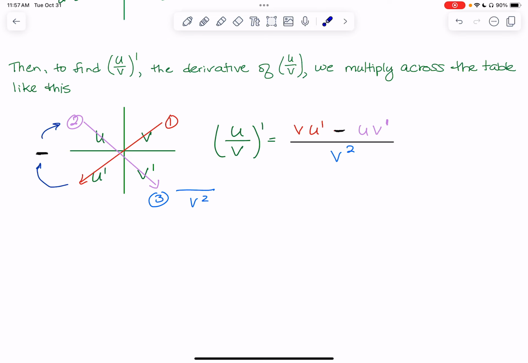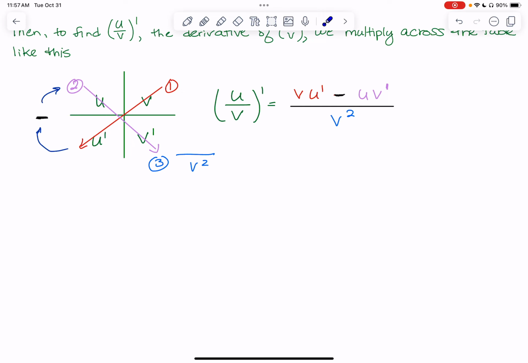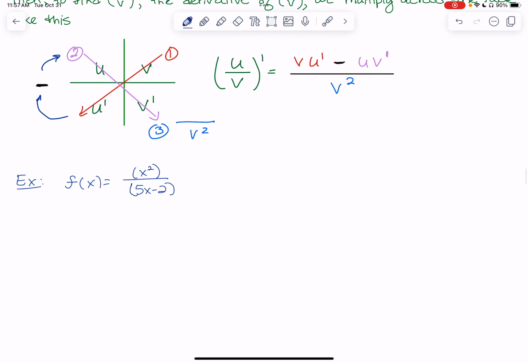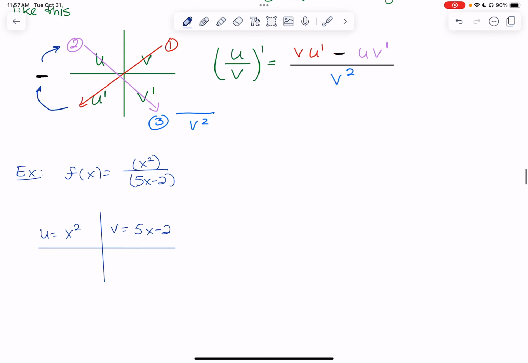Okay? So let's see how this works with our previous f of x function, and I'll do a couple of extra examples too. So remember we had f of x was equal to x squared over 5x minus 2. So here I'm going to say, remember my upper function, and maybe that's why I called it a u, I don't know, or maybe I was just lucky, is equal to x squared. My v is equal to 5x minus 2. You can see those from the function right above you. Then u prime, my derivative of u, is equal to 2x. My v prime is equal to 5.